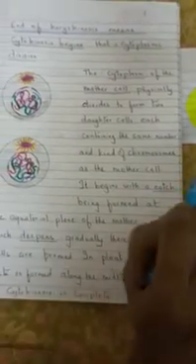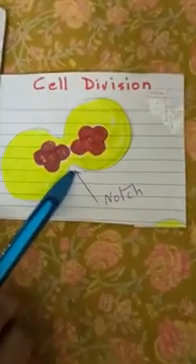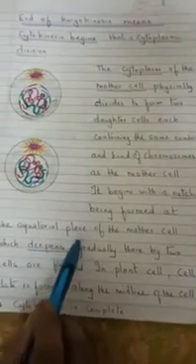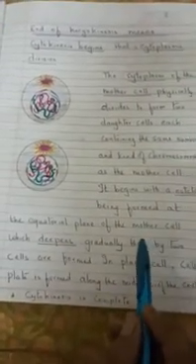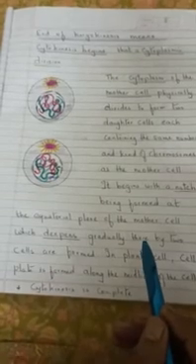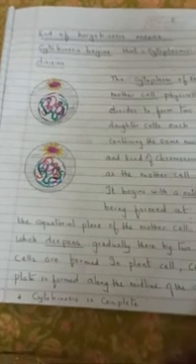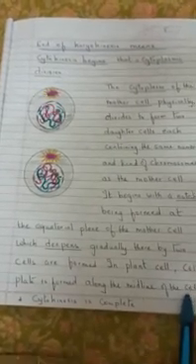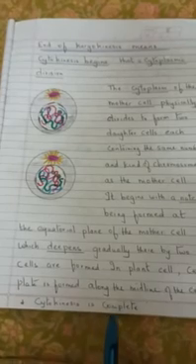It begins with a notch. Now you can see what is a notch over here, being formed at the equatorial plane of the mother cell, which keeps becoming deeper and deeper, and gradually two cells are formed. In plant cells, there is no notch which will be formed, but a cell plate is formed along the midline of the cell. Cytokinesis is complete.